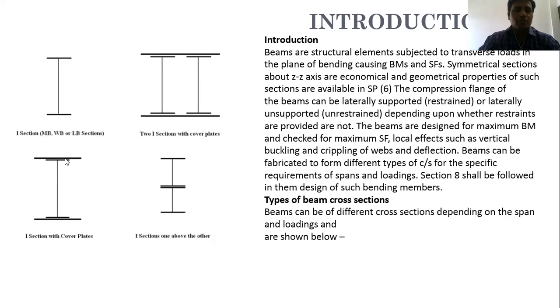This is another example of the beam, in which a single beam has a top cover plate and bottom cover plate. And this is the second, where they are using two I beams. Now in design of beams there are two types as per IS 800. One is design of laterally supported beam, and one is called design of laterally unsupported beam. So today we'll see the design of laterally unsupported beam.